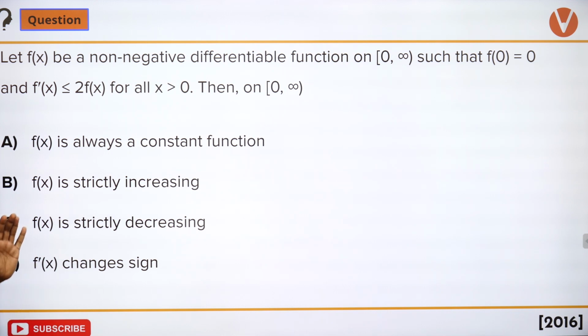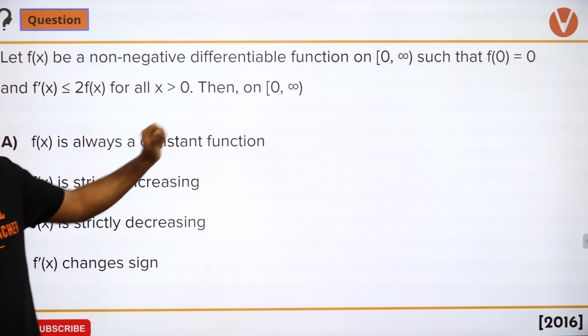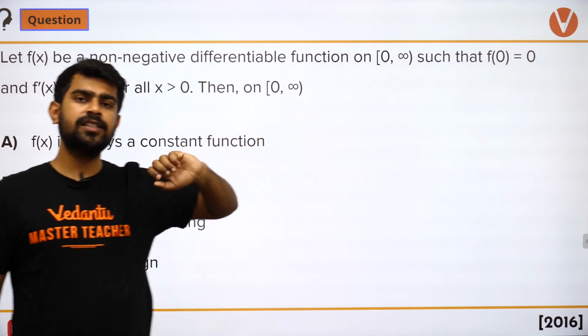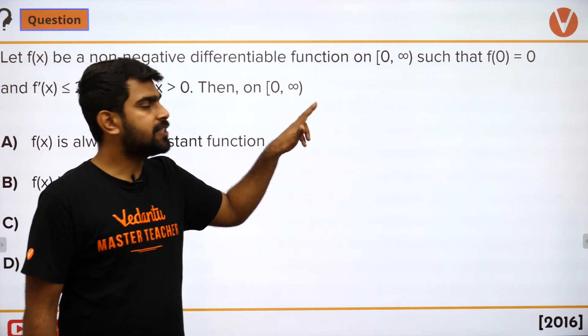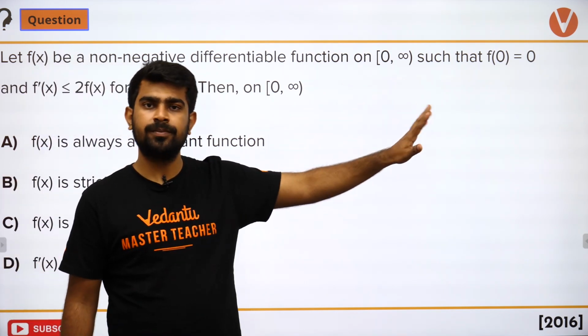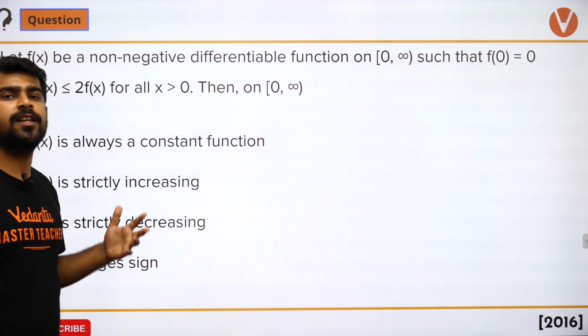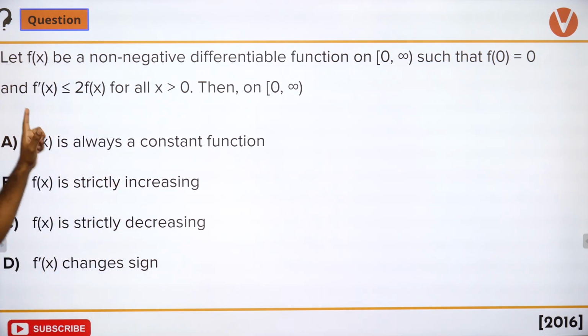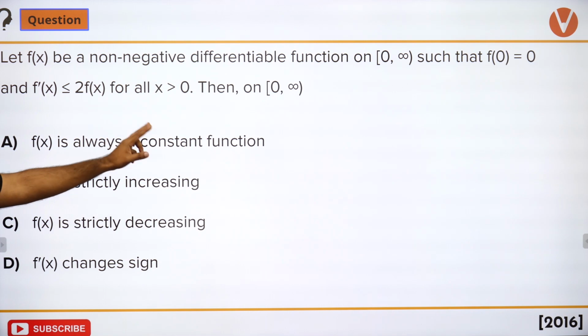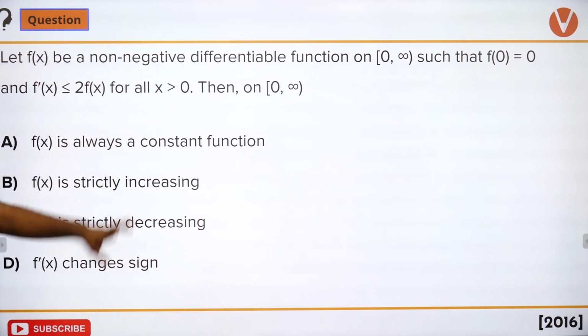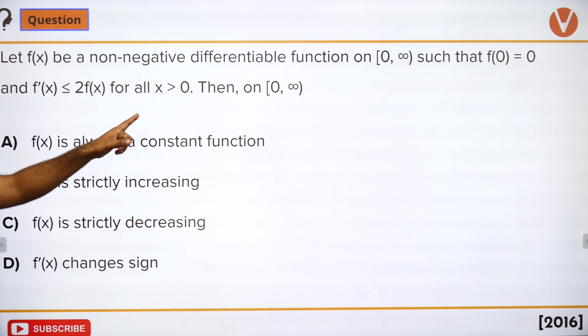Differentiable means what? It is going to be smooth. So between 0 to infinity, this function is going to be smooth, such that my f of 0 is 0. Clear? So at 0 the functional value is going to be 0. Now this is the relation that is given to me. f dash of x is less than or equal to 2f of x for all x in the domain, that is x greater than or equal to 0. Now on 0 to infinity, what can be said? That is what you will have to figure out.